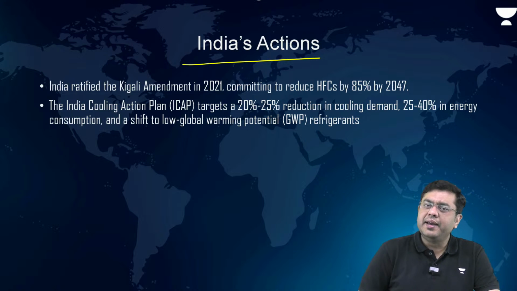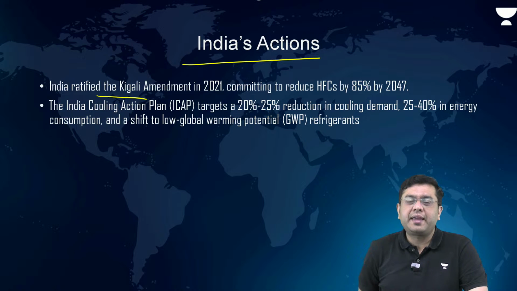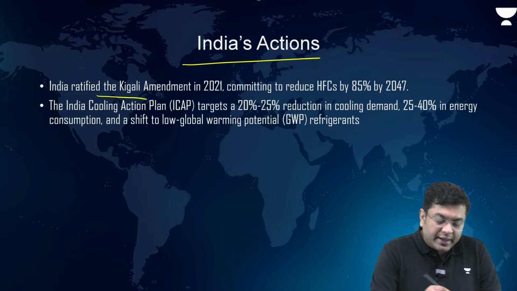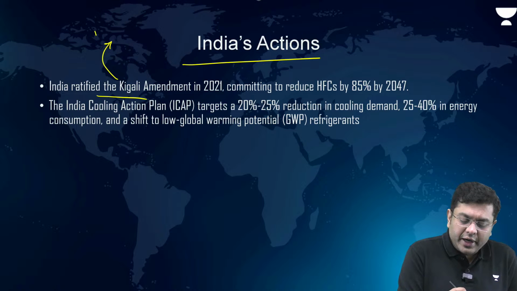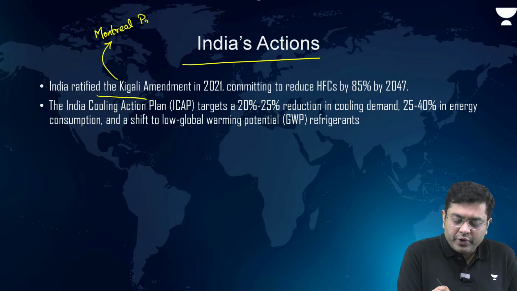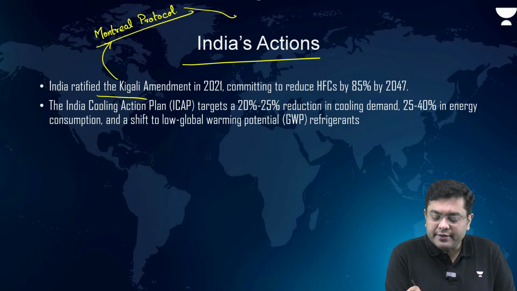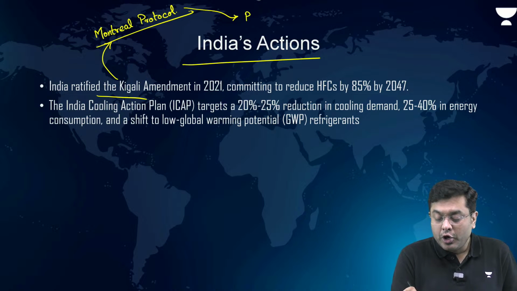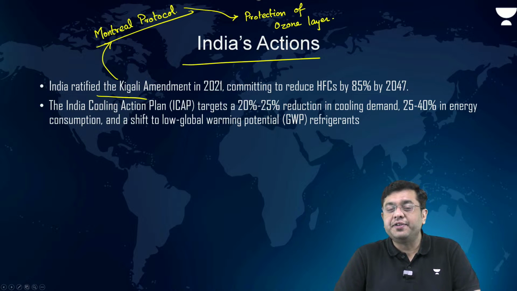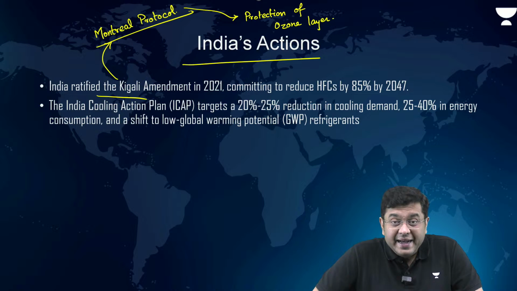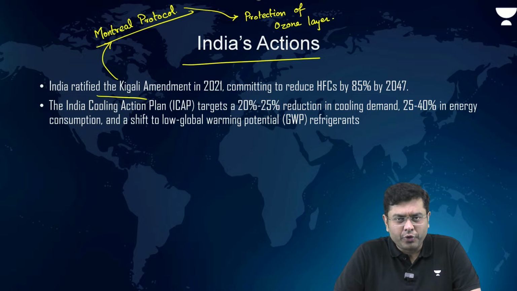Now, other than that, what have been India's actions? India has ratified the Kigali Amendment. Kigali Amendment to what? Kigali Amendment to the Montreal Protocol against ozone depleting substances. The Montreal Protocol in itself was signed in 1987. This deals with conservation or protection of the ozone layer. So here, India has committed to reduce the HFCs, the hydrofluorocarbons, by 85% by the year 2047.